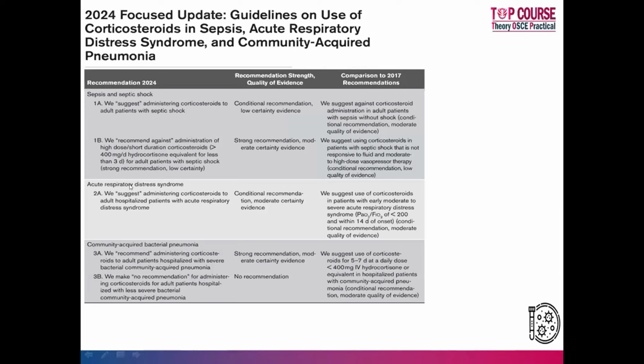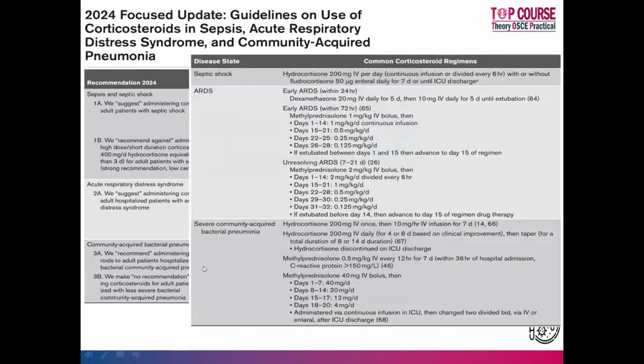Coming to ARDS, they suggest administering steroids to patients with ARDS, which is a conditional recommendation, whereas in community-acquired pneumonia, there is a strong recommendation for administering steroids to those patients who are hospitalized with severe bacterial community-acquired pneumonia. Okay, so just go through the doses, if you have time.